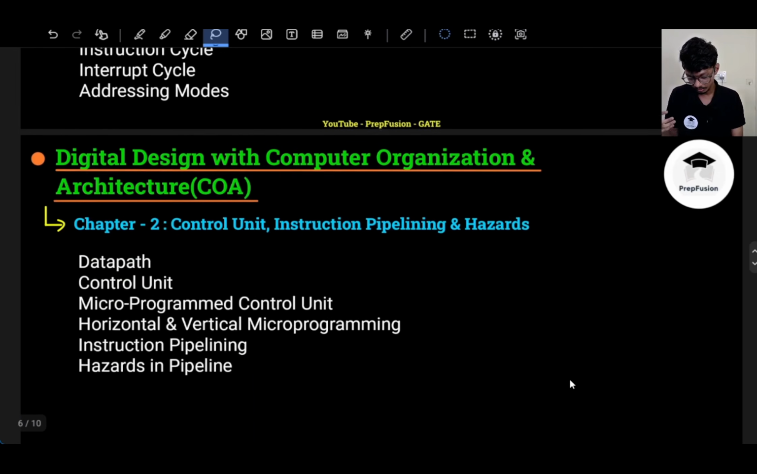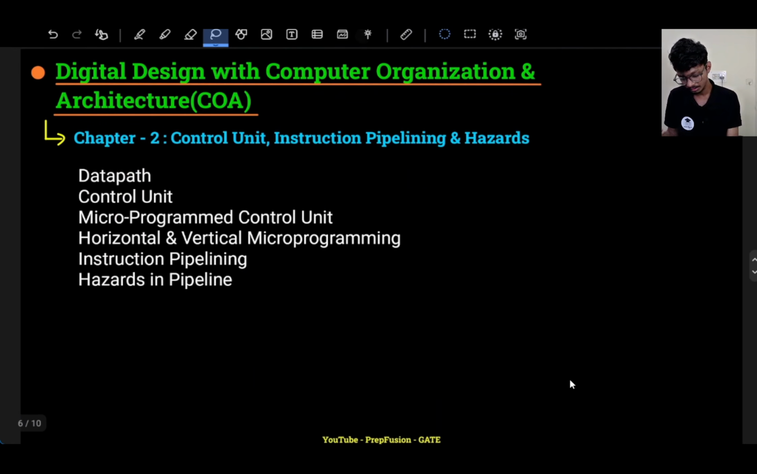Now let's discuss chapter 2. In chapter 2 we will learn about the control unit, instruction pipelining and hazards. First of all we will learn what a data path is, how, whenever the CPU requests something, the data flows from the CPU to the memory and then to the external device. What is the complete flow? It's not like a simple switch where the CPU asks for, let's say, data at address 2000 and we get the data. No, there are many processes in between, right? Those kinds of processes we will learn.